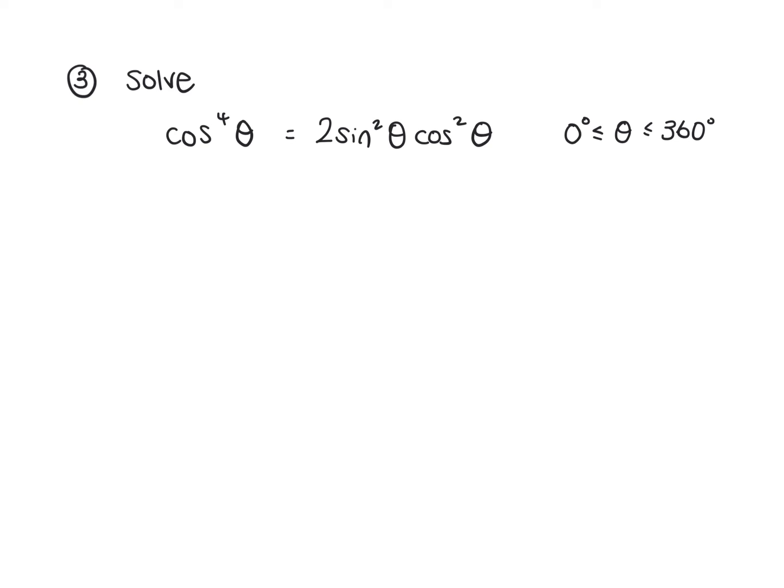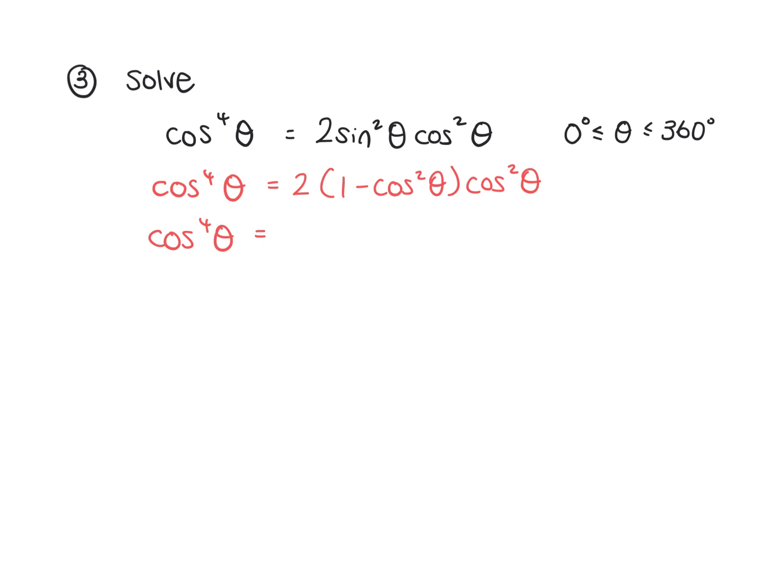Okay, this one's a little bit tricky. So first step I did was I said, well, I've got this in terms of cos and sine. The easiest way to deal with these is, if we could, is have it just in terms of one trig function. So the first thing I did with this was I said, let's make this sine squared into 1 minus cos squared theta, times cos squared theta.